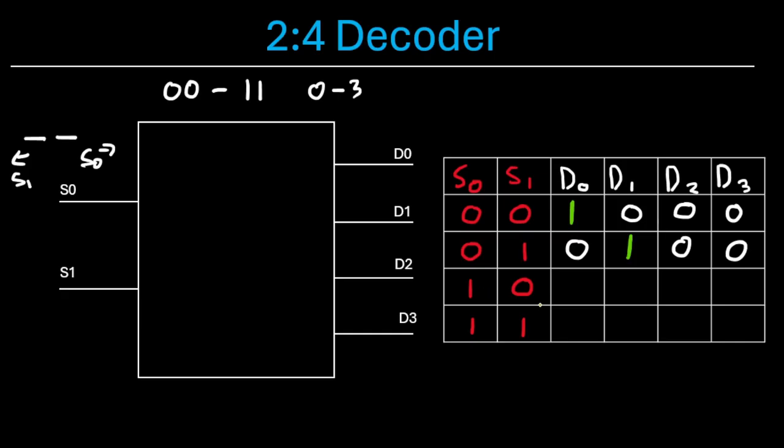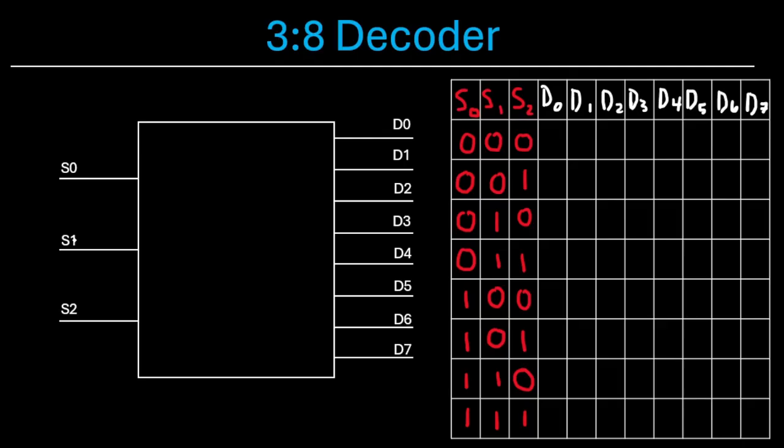Now if we input 1, 0, or 2 in binary, our D2 pin will be on, and all the other pins will be off. Okay? And lastly, if we input 1, 1, or 3, D3 should be on, and all the other decimal output pins should be off. Okay? Now hopefully you're starting to see a trend here.